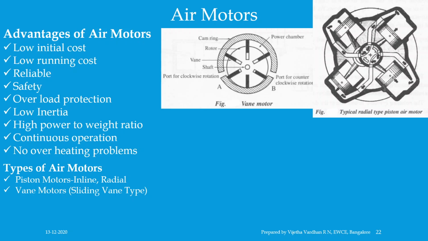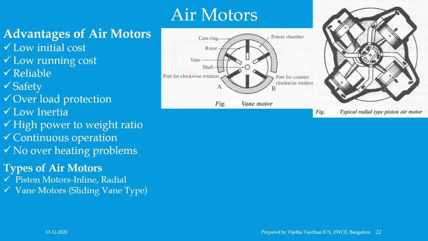Air is supplied to the pressure chamber either through ports A or B. If air is supplied through port A, the motor rotates in clockwise direction and if supplied through B, it rotates in counterclockwise direction. By varying the axis of rotation of the rotor with reference to the axis of the pressure chamber, the speed of the motor can be varied. The distance between the axes is called eccentricity, and such a motor is called a variable speed motor.